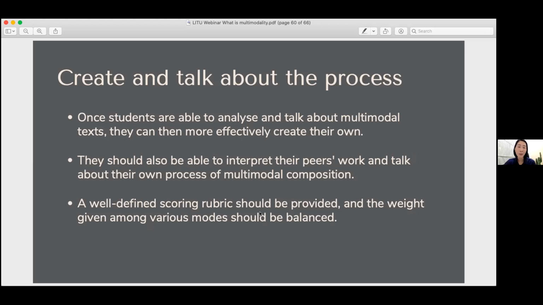their creation or their production, and the weight given among various modes should be balanced, of course, because as language teachers, maybe we feel like we should give more weight to language and grammar, right? So if you have 20 points, you might have 15 for language and then 5 points for design, right? But maybe think about distributing the weight more equally among modes if we're going to focus on multimodality, because everything constitutes meaning, right? Not just words.